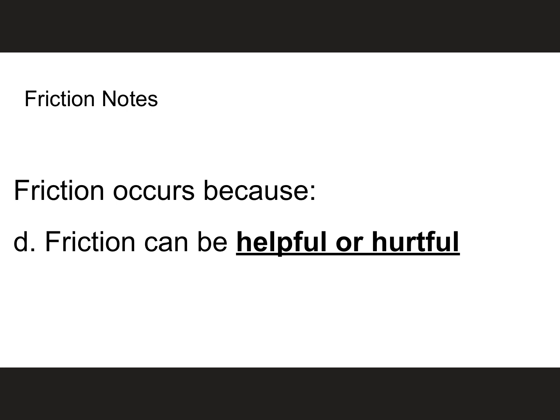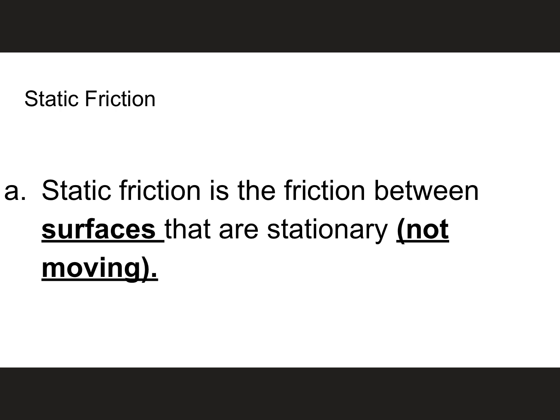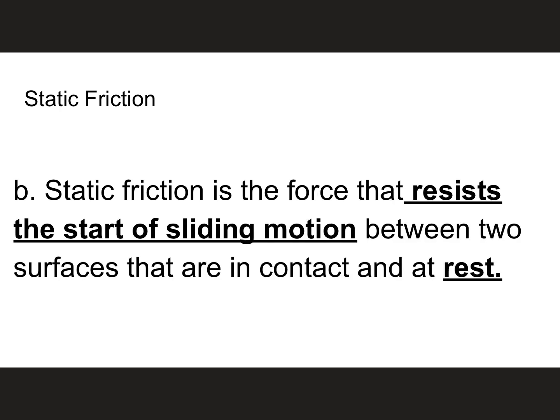So we know that friction is a type of force. And now we're going to talk about the types of friction that exist. The first type of friction is called static friction, and static friction is the friction that occurs between two surfaces that are stationary. And another word for stationary is not moving. So this is between two objects that are at rest. Static friction is the force that resists or keeps an object from beginning sliding motion. And like I said, these two surfaces are in contact and they are at rest.